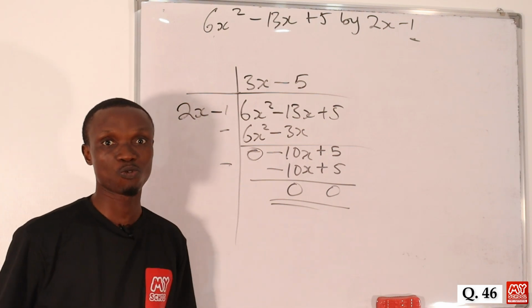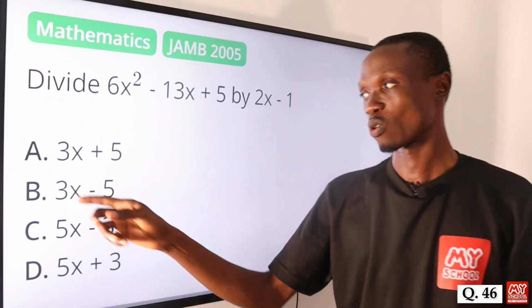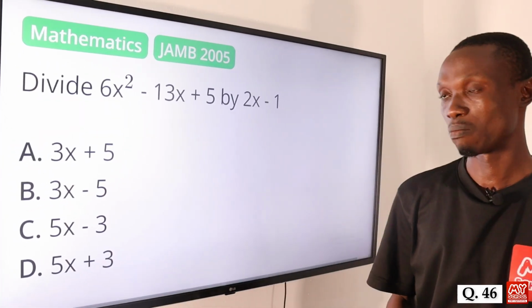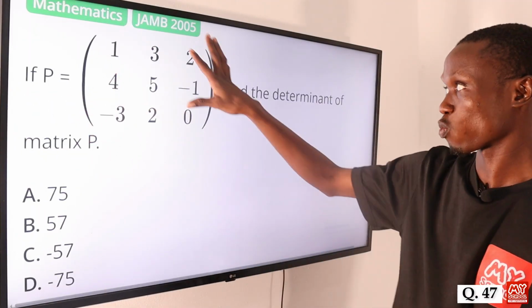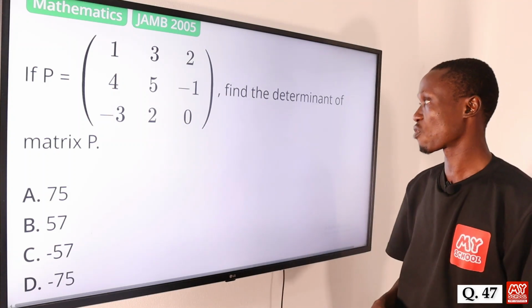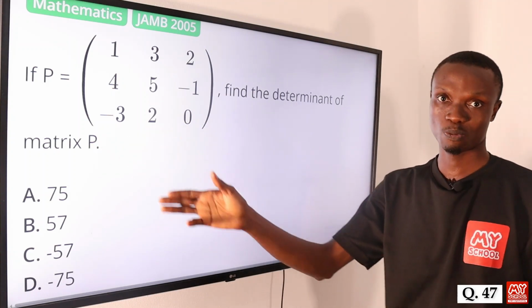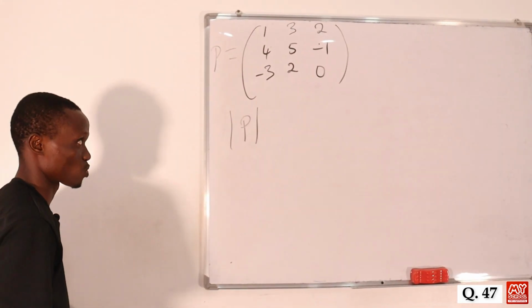So let's move over to the screen to pick the correct answer to this question, and that is option B, 3x minus 5. Question 47. If P is equal to what you have in this bracket, we are asked to find the determinant of matrix P. So let's move over to the board to provide the answer to this question.